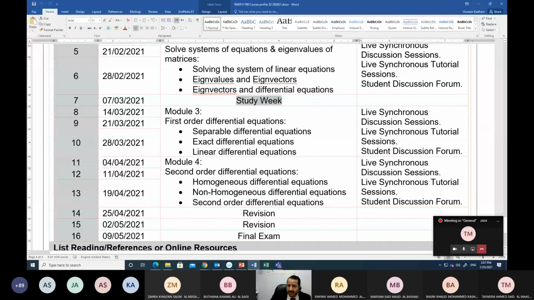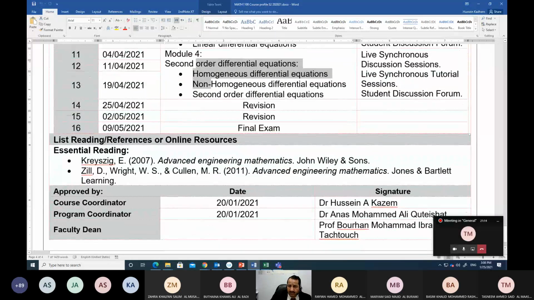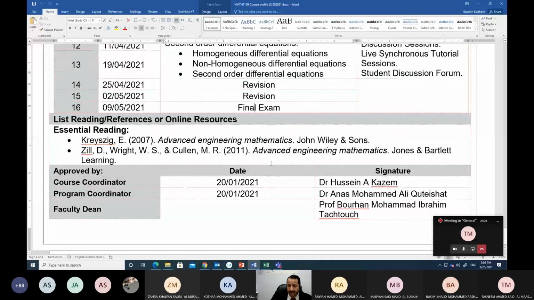In week number 7 you will have a study week to prepare for assessment 1. And then 3 weeks for module 3, first order differential equations, and module 4 for second order differential equations. Revision, you will be given 2 weeks, and on 9th May we will have the final exam.